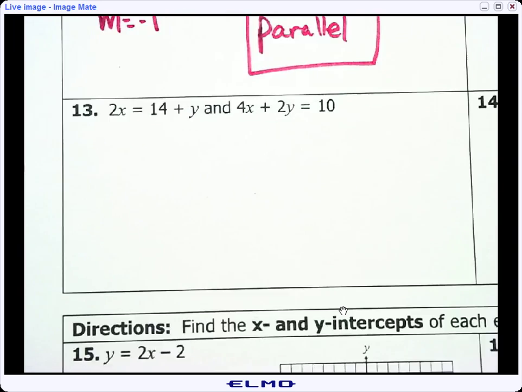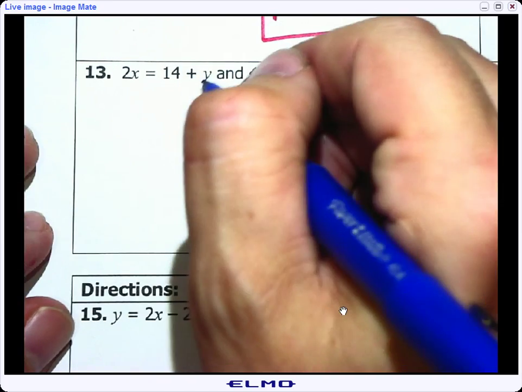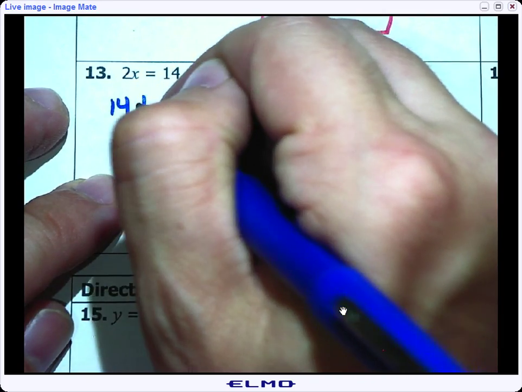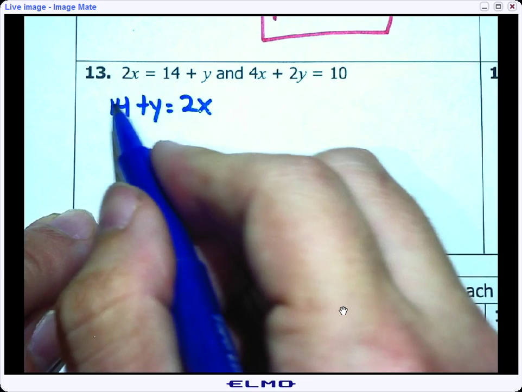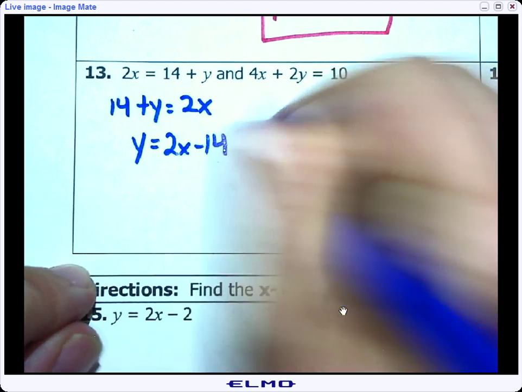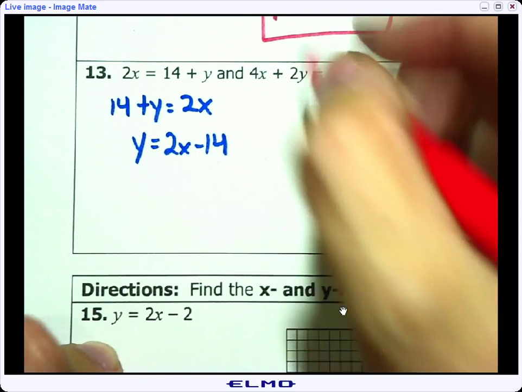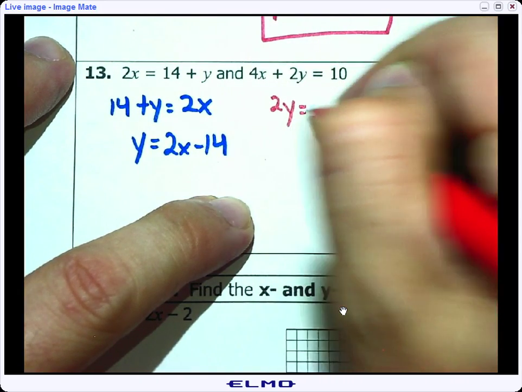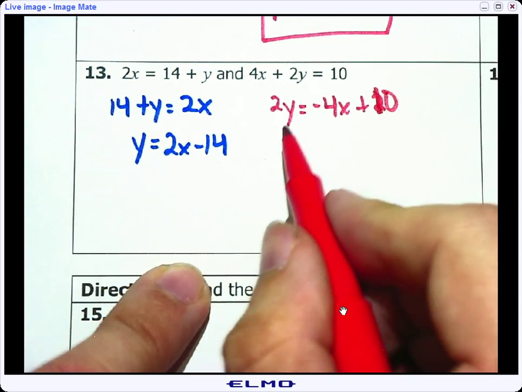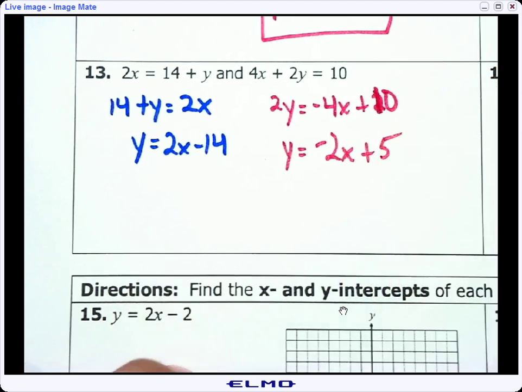All right, number 13, first equation needs to be rewritten. Let's write this as 14 plus y equals 2x. So now all I got to do is subtract the 14 to get y equals 2x minus 14. Second equation, I'm going to subtract the 4x from both sides to get 2y equals negative 4x plus 10. Now divide everything by 2 to get y equals negative 2x plus 5.